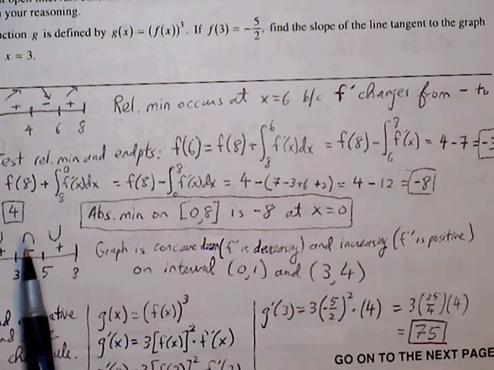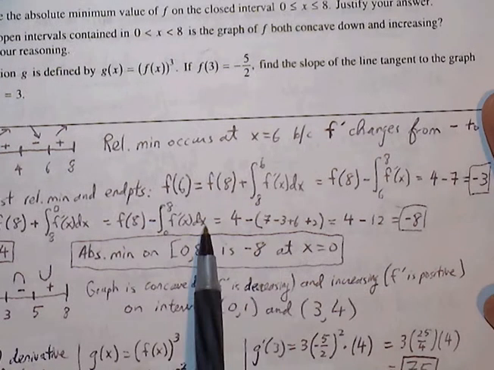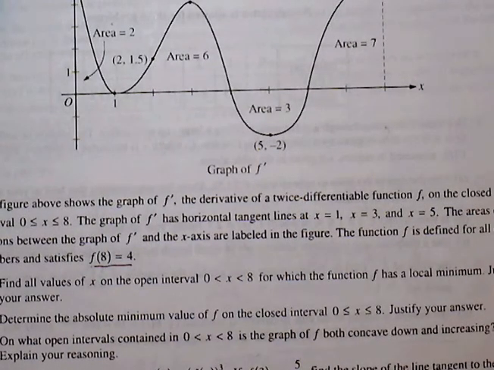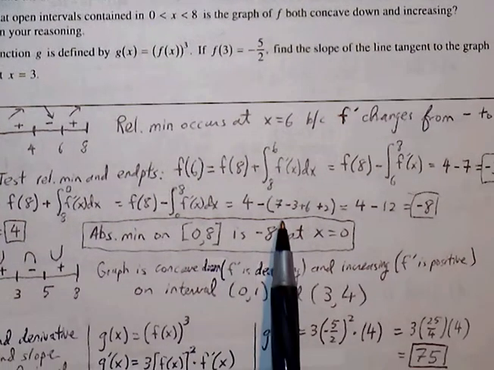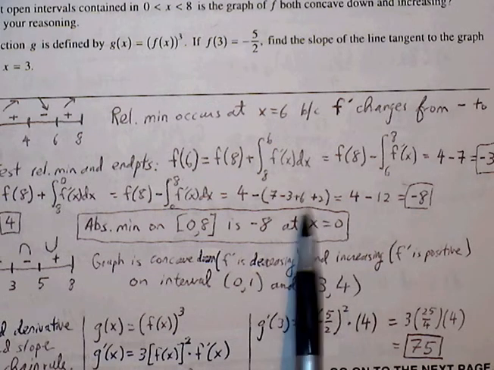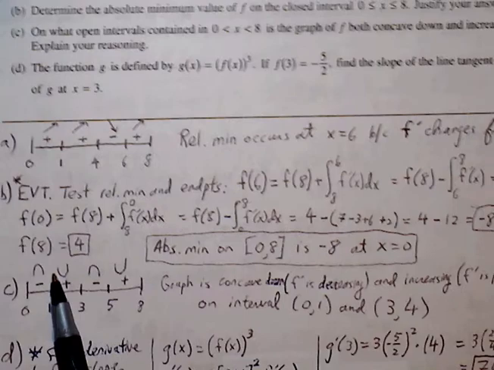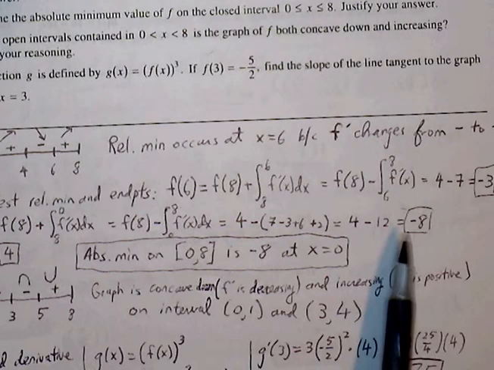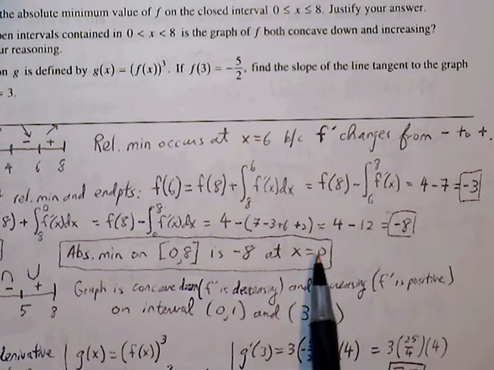And once we have that, from 0 to 8, we have 2 plus 6 minus 3 plus 7. Okay, and then once we add those together, we get a positive 12. But then there's a minus in front, so 4 minus 12 is negative 8. And finally, our other endpoint is f of 8, which they give us, which is 4. So we're going to compare 4, negative 8, and negative 3. And we see that the absolute minimum must be at 0 because negative 8 is the smallest value between these 3 points that we tested.